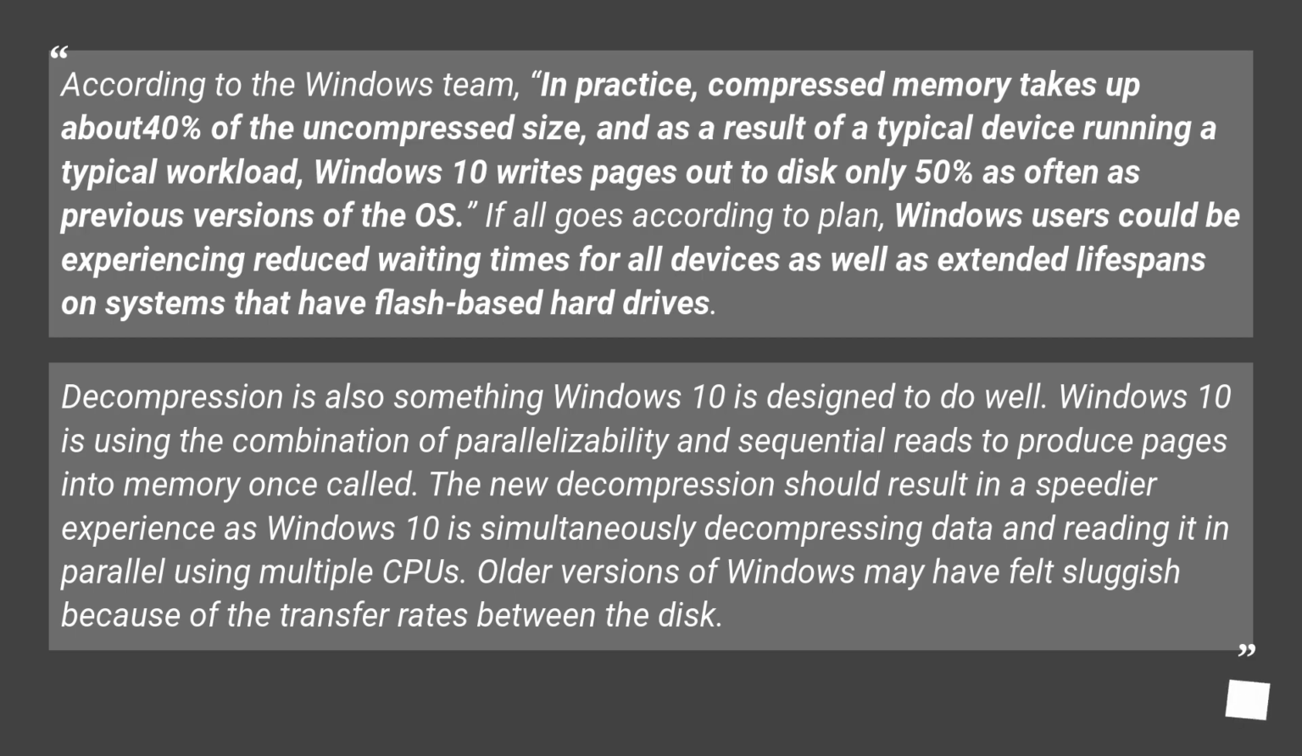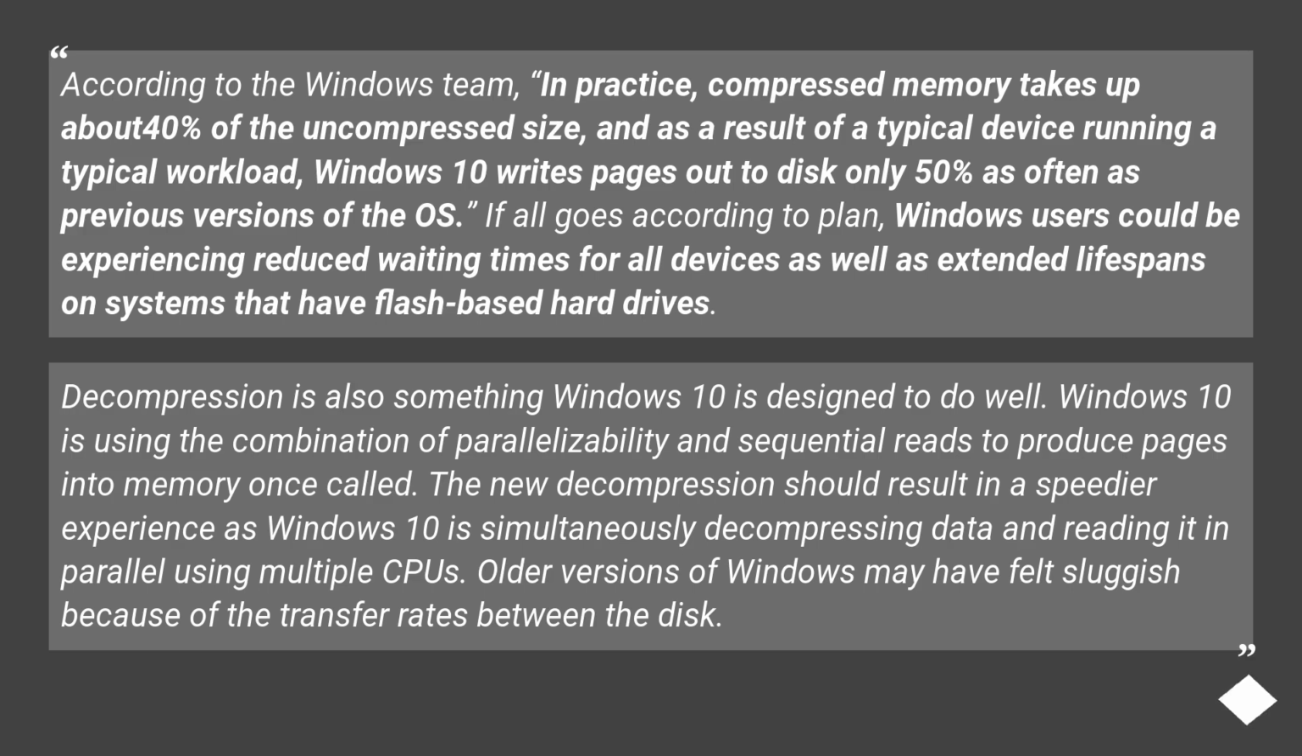According to the Windows team, in practice, compressed memory takes up about 40% of the uncompressed size, and as a result, on a typical device running a typical workload, Windows 10 writes pages out to disk only 50% as often as previous versions of the OS. If all goes according to plan, Windows users could be experiencing reduced waiting times on all devices, as well as extended lifespans on systems that have flash-based hard drives.